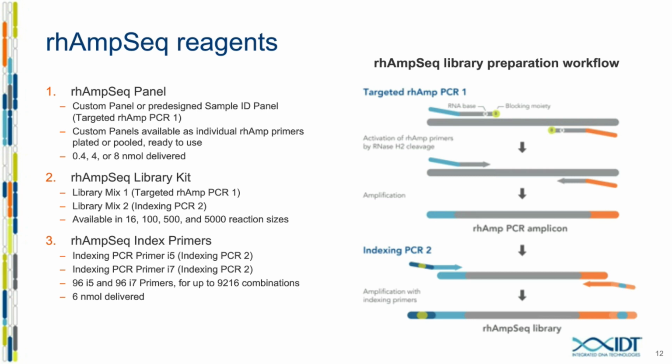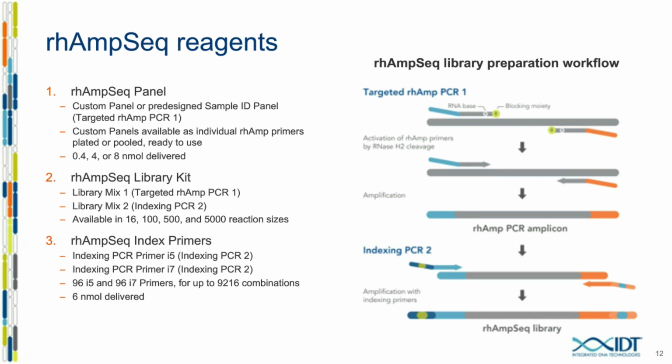PCR1, known here as targeted rhAmpPCR, is where we use our target locus-specific rhAmpPCR primers. When the locus-specific rhAmpPCR primers find their target, we get cleavage of the blocking group, which allows generation of our rhAmpPCR product. The rhAmpPCR product is used as the input for PCR2, and this is an indexing PCR. During this PCR step, sample indexes and flow cell attachment arms are added to our rhAmpPCR product, and the result is a pool of sequence-ready amplicons.